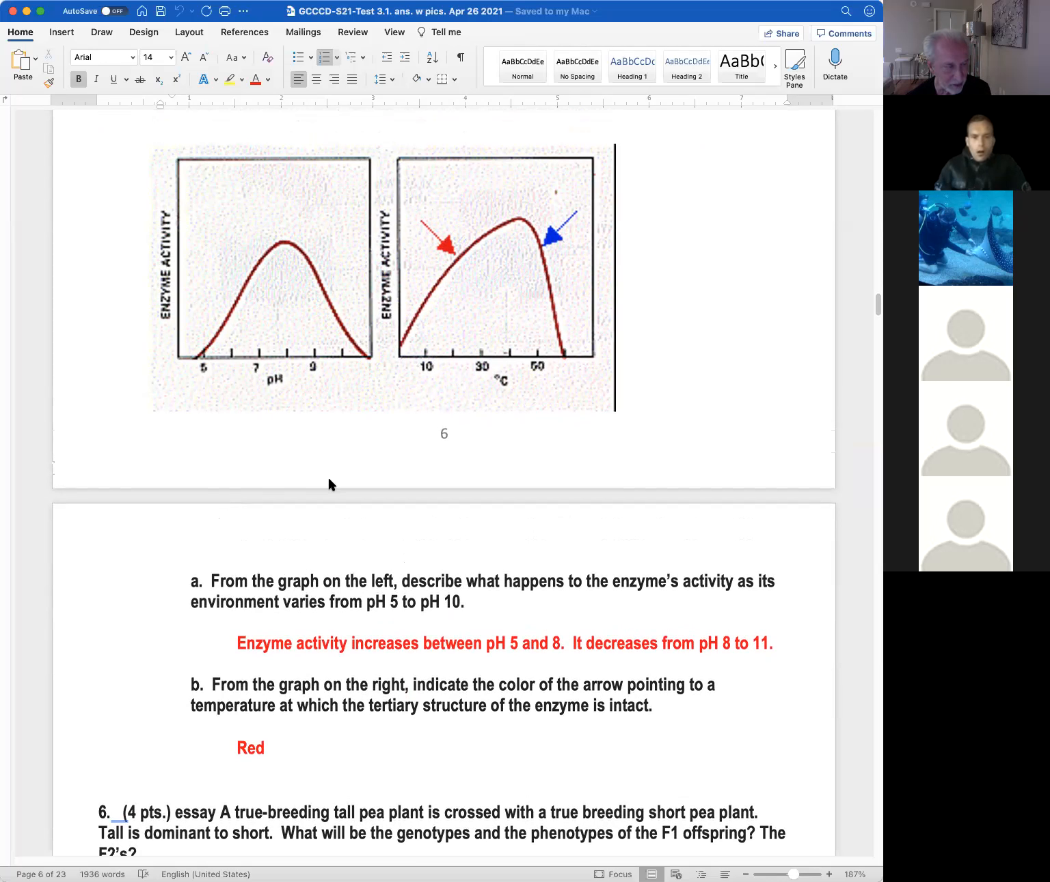And then the second part, from the graph on the right, indicate the color of the arrow pointing to the temperature at which the tertiary structure of the enzyme is intact. And that is the red one. Above 40 degrees, the temperature is too hot for the enzyme, the rate slows down and the enzyme starts to denature. So the tertiary structure is intact at all temperatures up to 40 degrees.